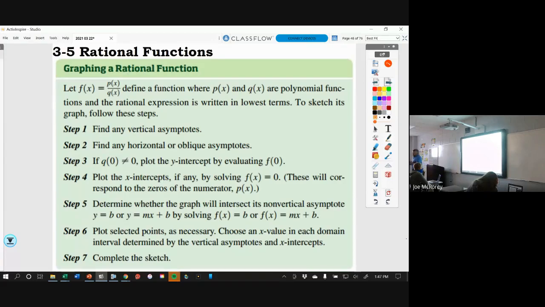When plotting the points, use your calculator. I'm good with that. You don't have to do the math and plug them in manually. However, don't look at the graph. Okay? Look at the graph to check yourself, but don't look at the graph while you're plotting it to make sure you're headed in the right direction.